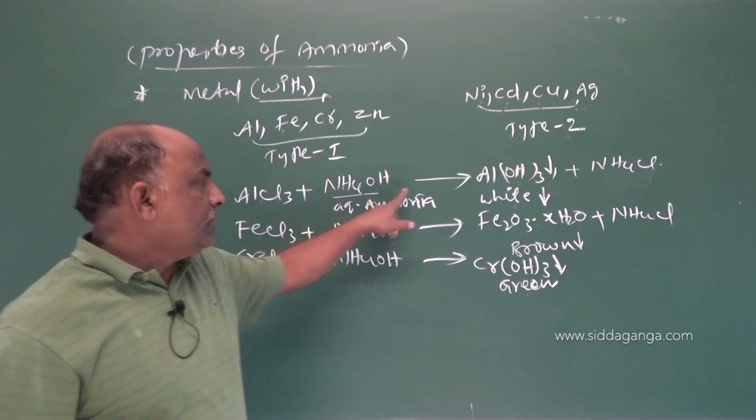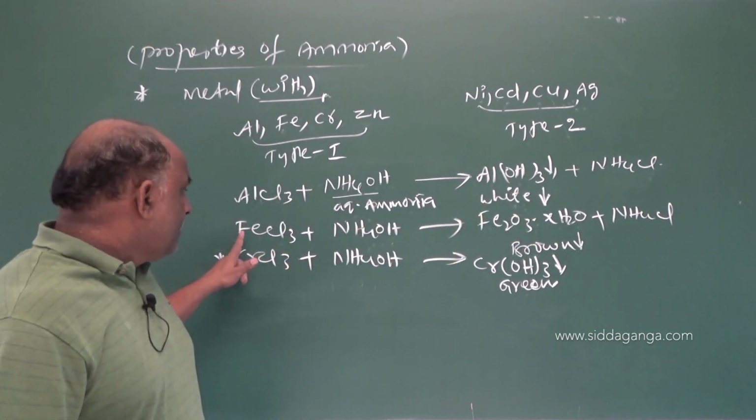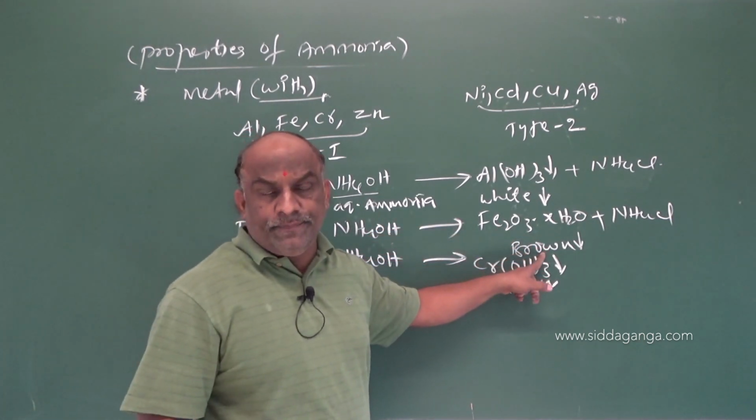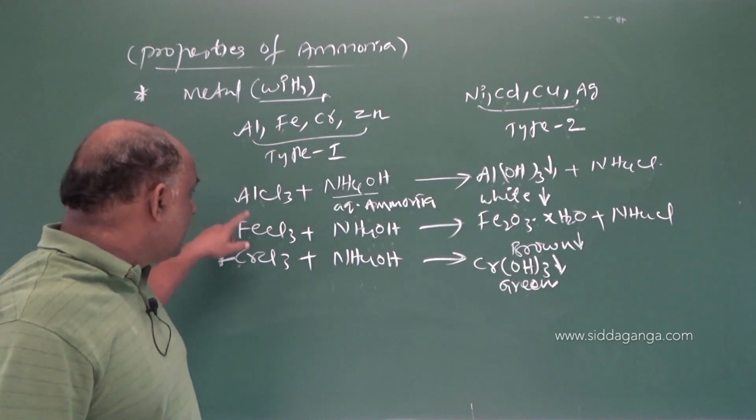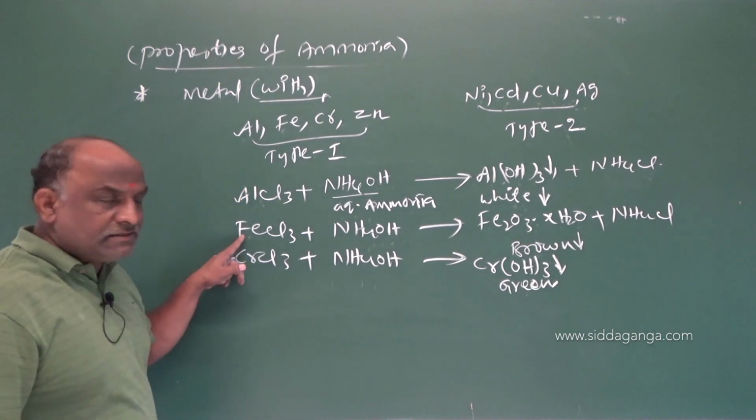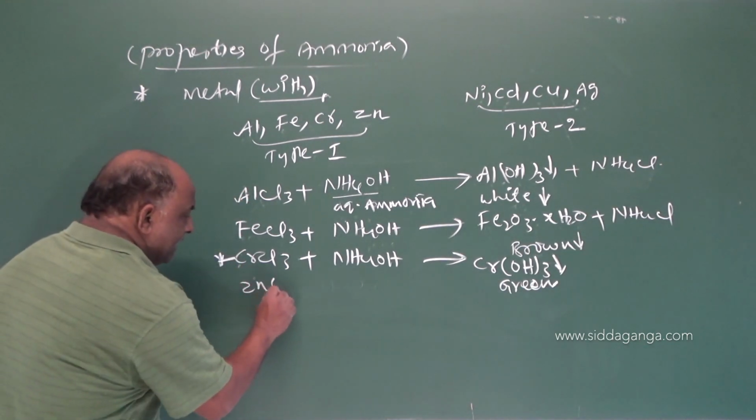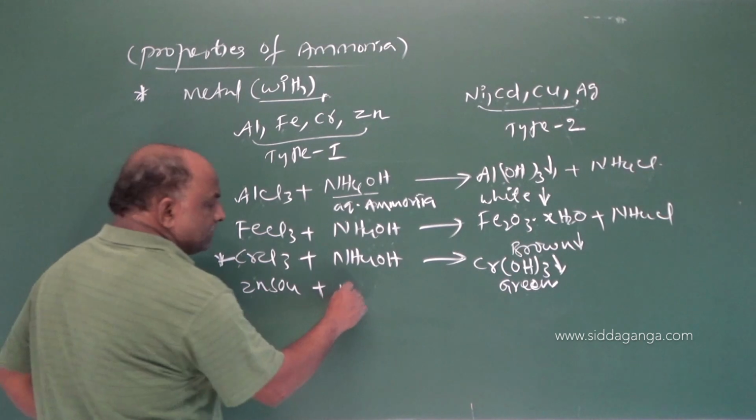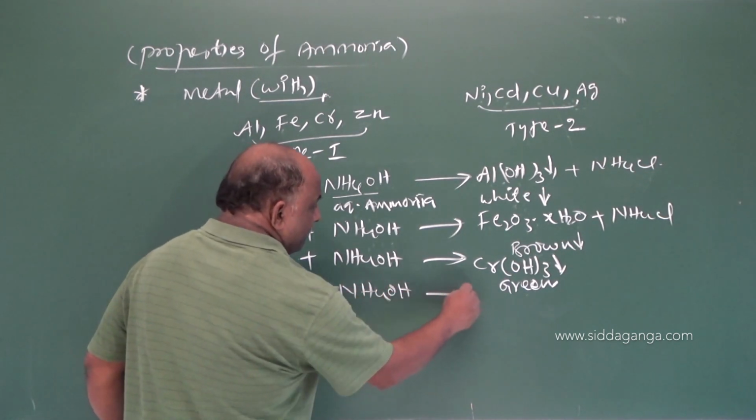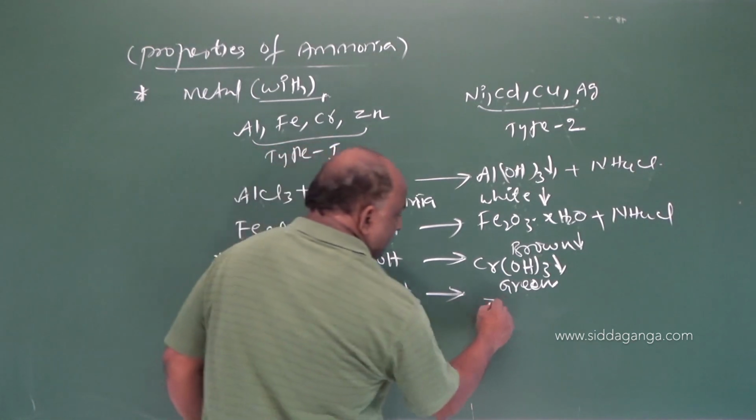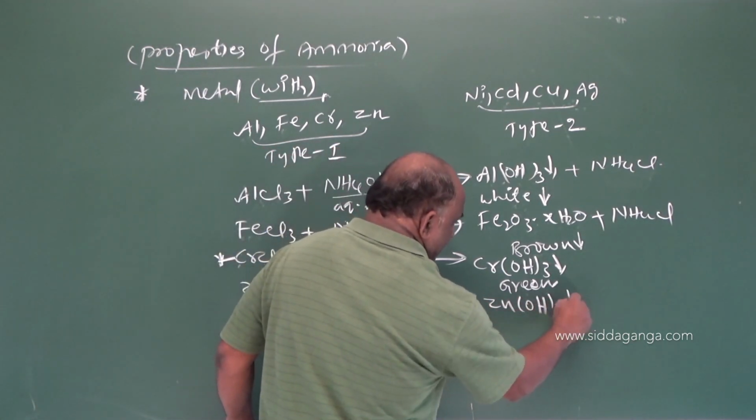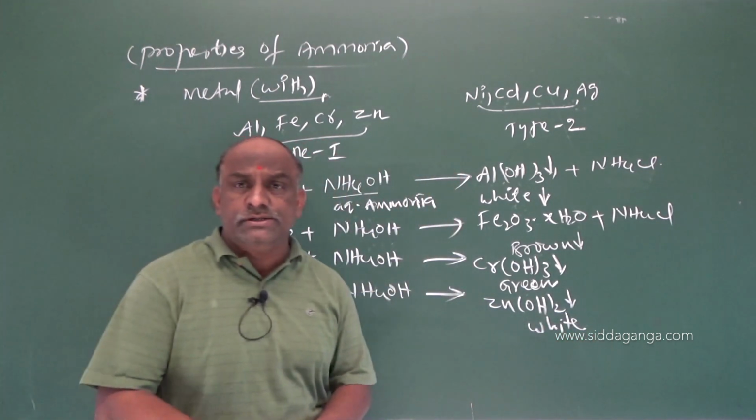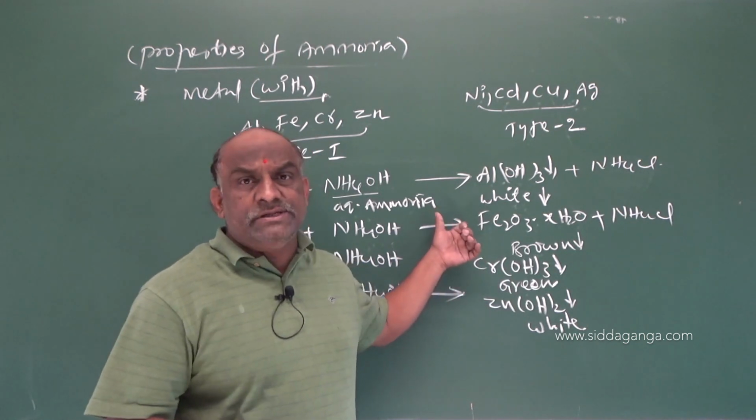Aluminum salts dissolved in aqueous ammonia, white color PPT. Iron salts are dissolved in ammonium hydroxide or aqueous ammonia, brown color PPT. Because of these metal ions, Al3+, Fe3+, Cr3+, or ZnSO4. ZnSO4 is called zinc sulfate. In zinc sulfate, Zn2+, ZnSO4 plus NH4OH. What we will get? Zn(OH)2. So what PPT is it? White color PPT. So my dear students, very important concept this is.